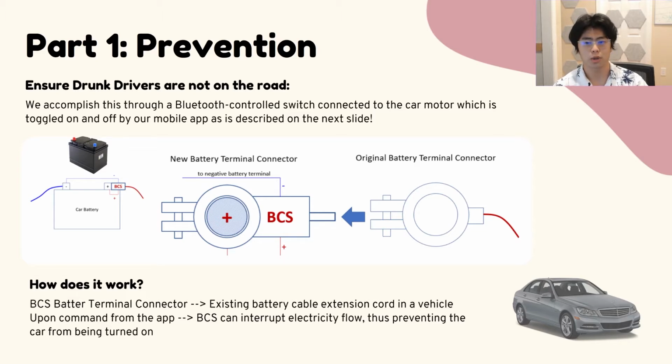The battery terminal connector of the Bluetooth-controlled switch is connected to the existing battery cable extension cord in the vehicle and the lead terminals of that battery. Upon command from the app, the Bluetooth module in the Bluetooth control switch can toggle the switch to interrupt electricity flow in the circuit and prevent drivers from even starting the car.